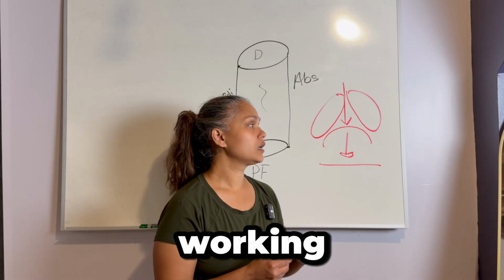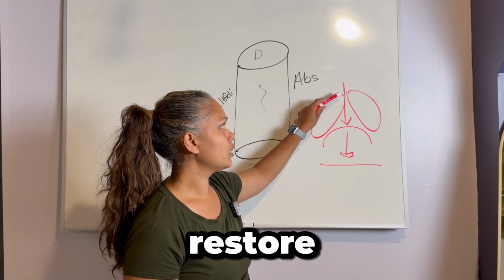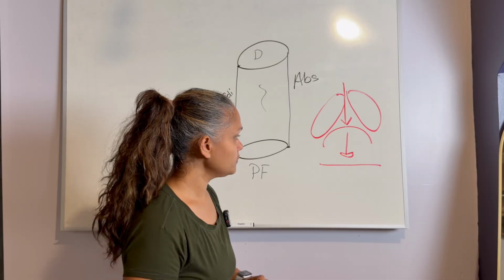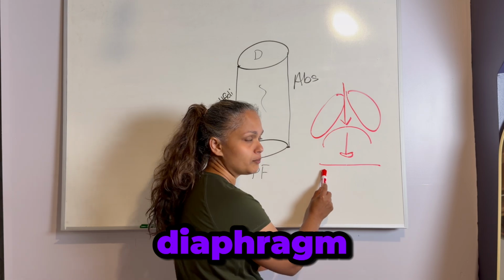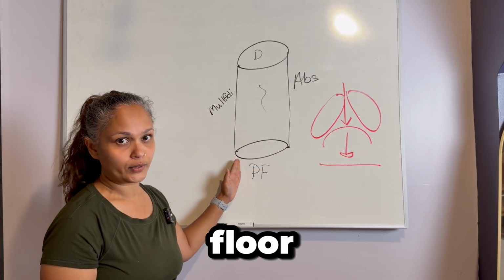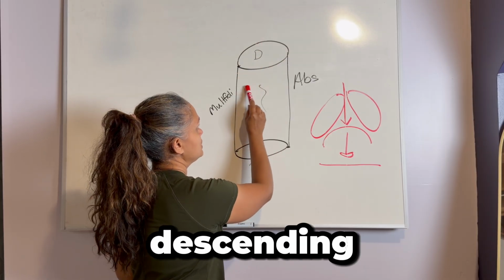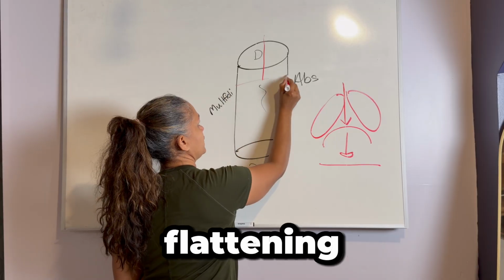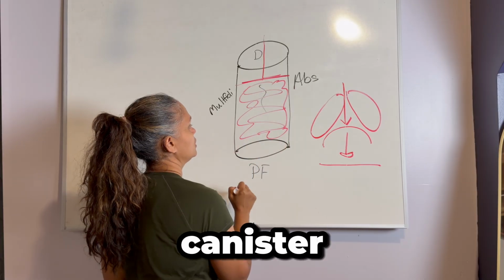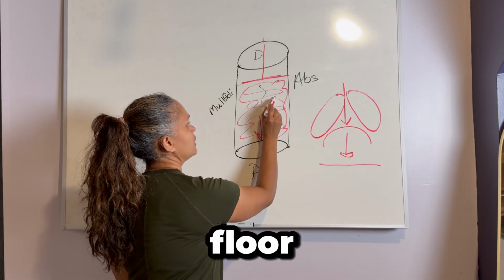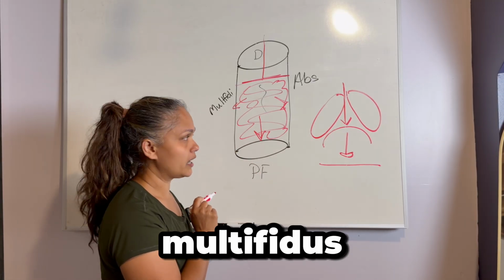And so we will be working a lot on breathing mechanics so that you can get a deep breath in to restore rib mobility. And this will allow better diaphragm mobility. And allowing better diaphragm mobility would allow better pelvic floor mobility. When you have diaphragm mobility and the diaphragm is descending down and flattening out, it increases the pressure in your abdominal canister. It pushes pressure down on the pelvic floor, out on your abdominals in the front, and out into the back on your multifidi.